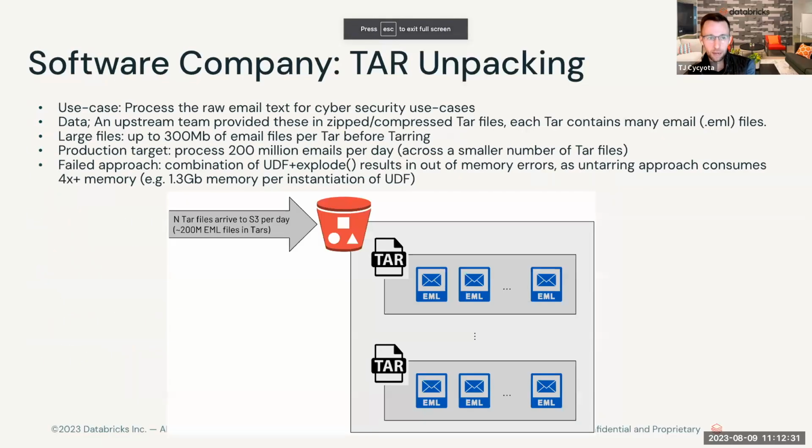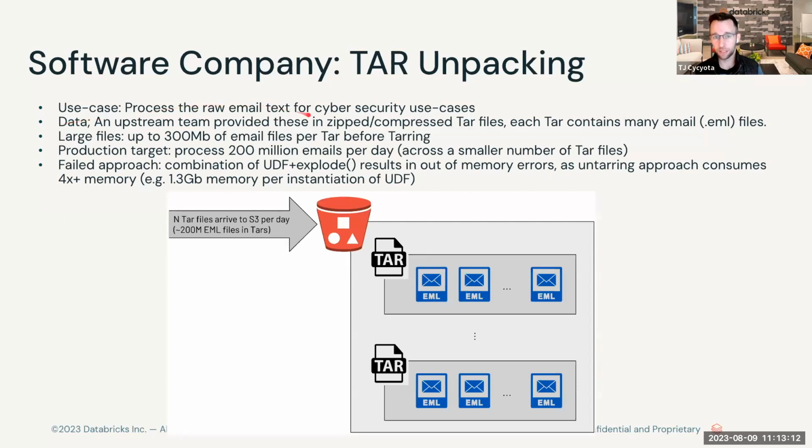All right, so skipping ahead, let's talk about a use case that we saw from a very large software company. The use case for this customer is they were processing raw email text from a cybersecurity use case. Imagine that they have an S3 bucket on AWS, they're an AWS Databricks customer. They were receiving about 200 million emails per day into this S3 bucket. However, the upstream team providing these emails was not using the most efficient data transfer format, or they were doing something convenient for them that may have been a little more cumbersome for downstream teams.